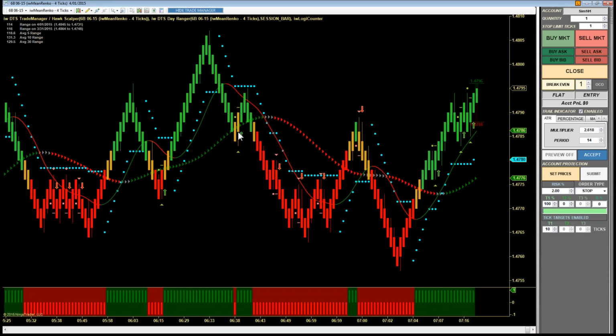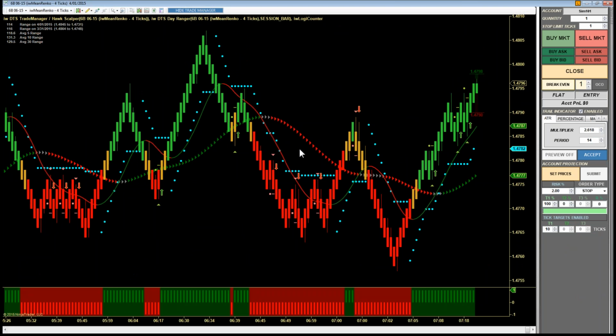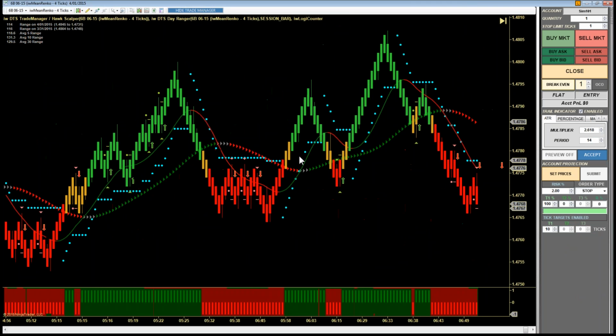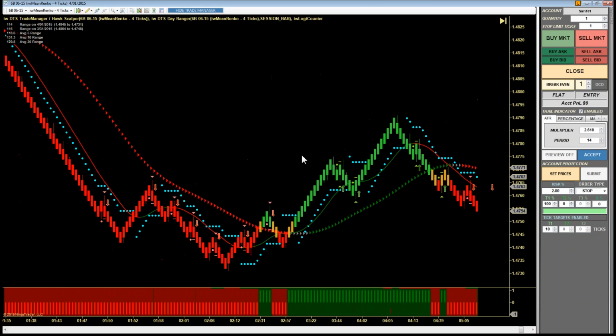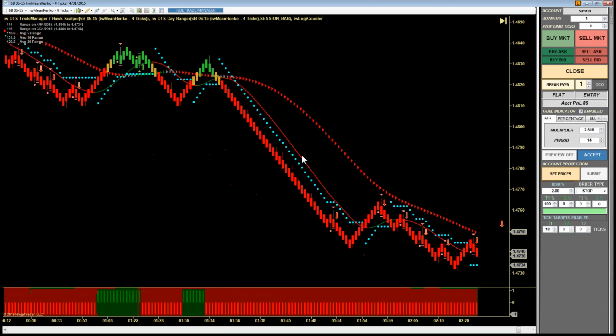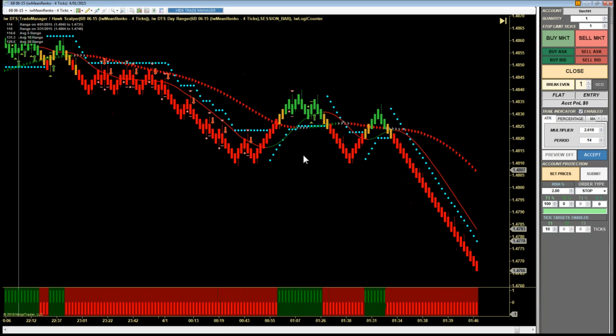What a roller coaster. See all the yellow bars here? That's warning me that the market's a little bit conflicted at the moment. Let's roll this back toward the London Open when it should be behaving itself. Oh yes, much better. So the London market opened right about here.